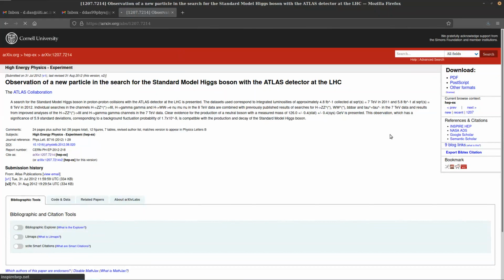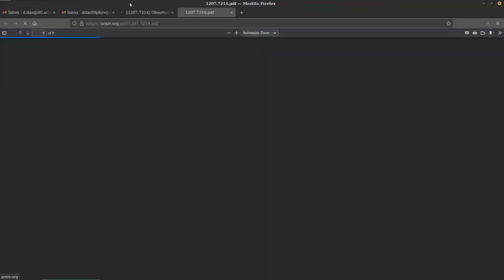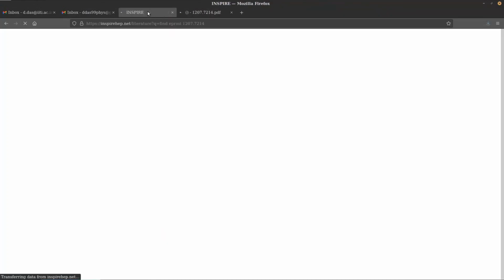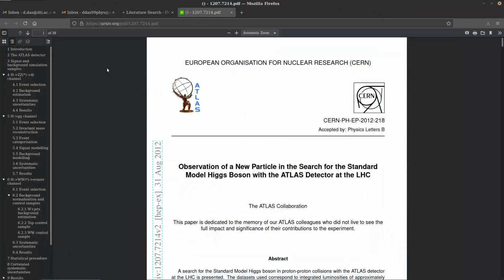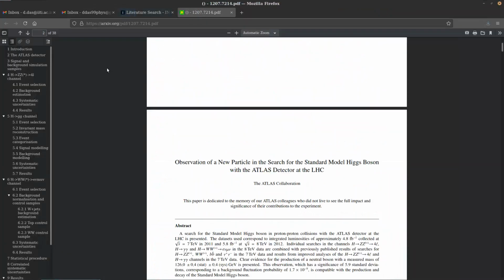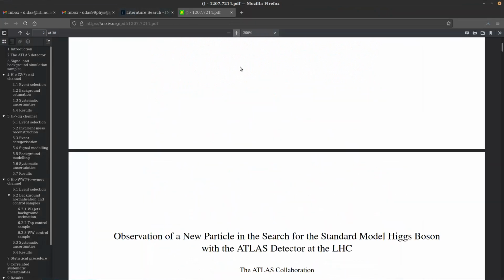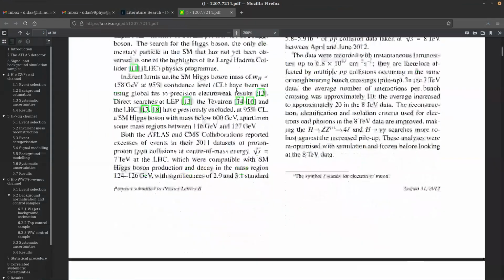I don't know why it is so slow. Yeah. So, okay, the Inspire link is not working. So it says 12,000. Oh, it's crazy. All right. So you come to this thing. Can everyone see this with proper zoom effect?